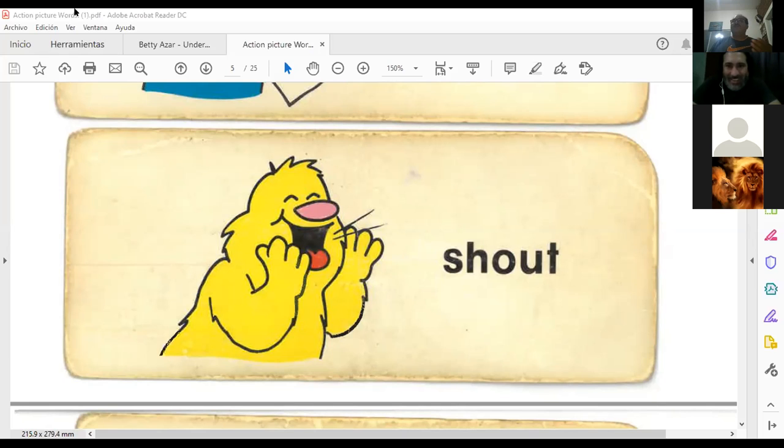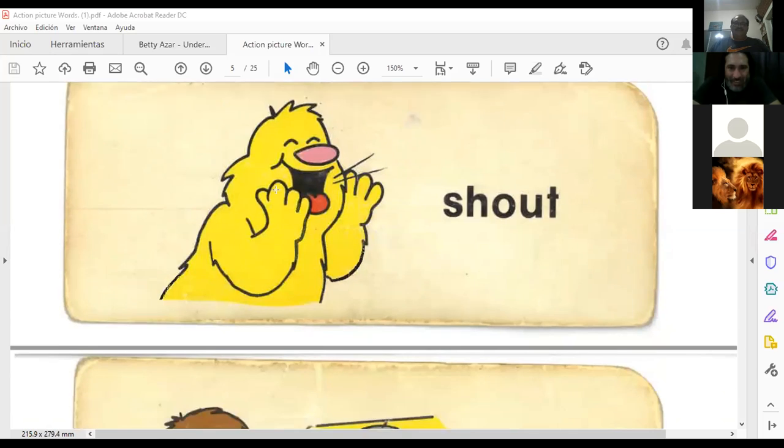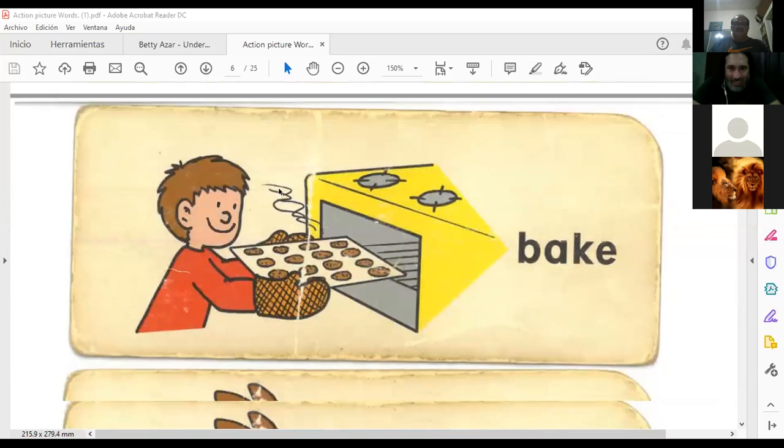But it's different from scream or yell, okay? Yell is when you are angry and say, hey, come on, you man, what are you doing? Okay, so that is yelling. But shout is only speak louder, okay? Have you ever shouted in the street? Yes, to the bus driver to stop, right? Yes, the bus driver to stop.